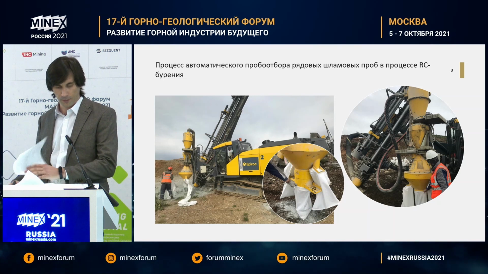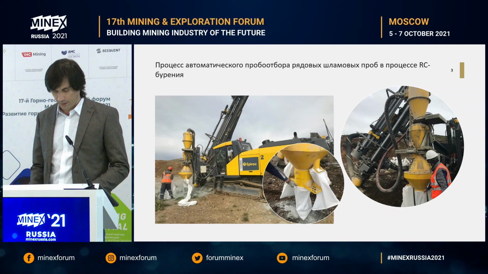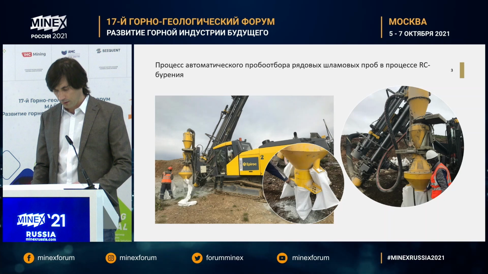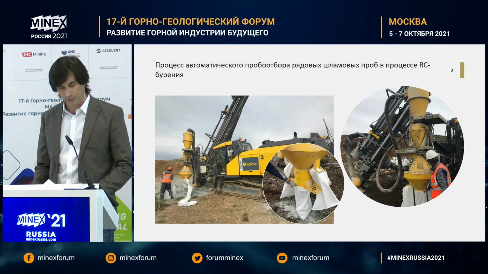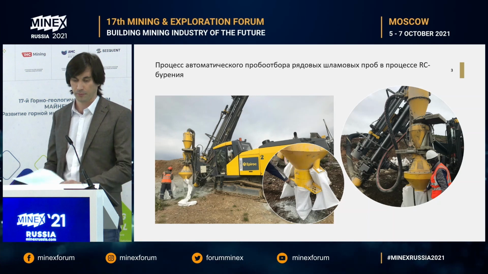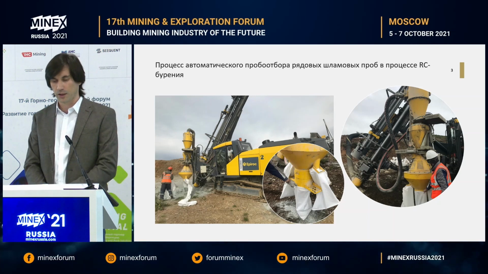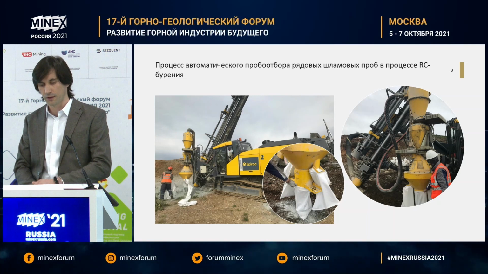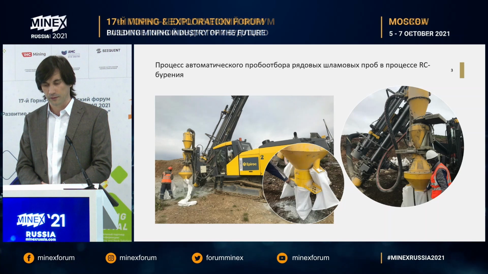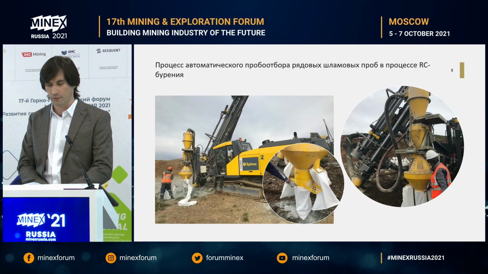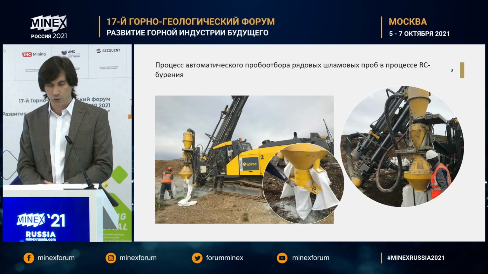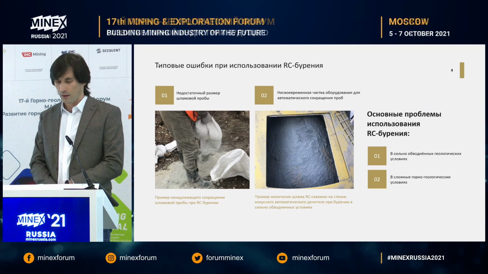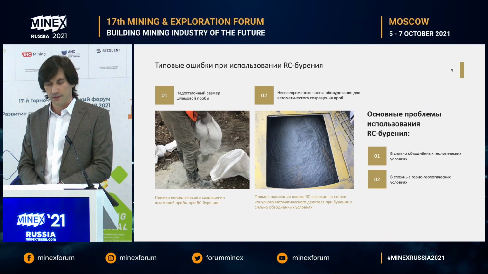However, we have certain errors during RC drilling, and one of the problems is the lack of adequate size of the sludge sample. When using automatic methods, we are losing small and large particles of the sample, and that distorts the final results from the same interval. And there are other factors which negatively influence the sludge sample.